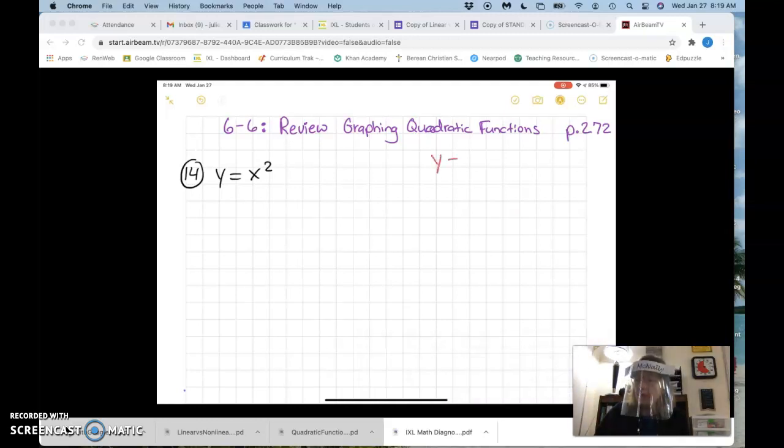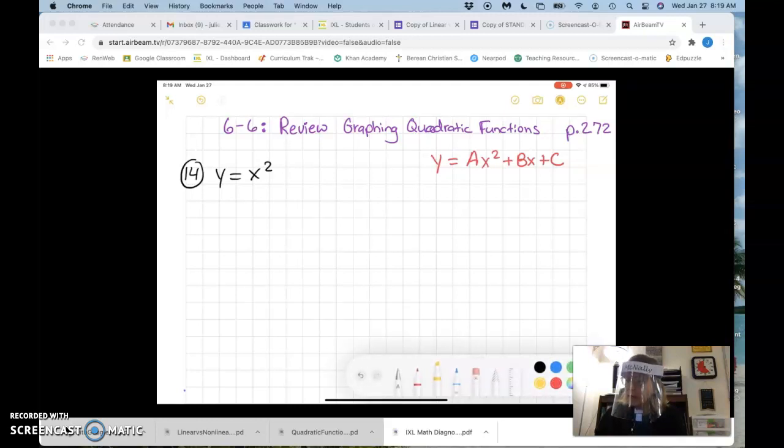The standard form of a quadratic function or quadratic equation looks like this. And we know it's quadratic because it has an x squared. That's what makes it quadratic. Okay, if it's just a plain x, it's not quadratic, it's linear like we worked on yesterday. Now, there's a couple other things to remember.